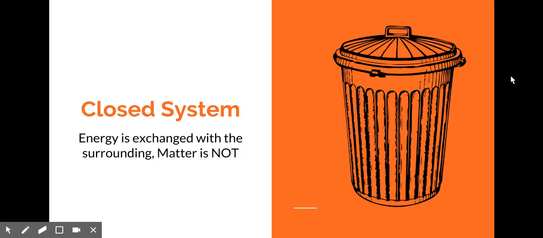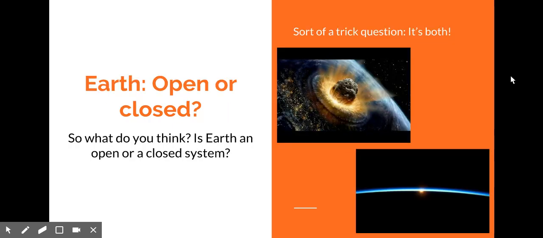Compare that to a closed system where the energy can be exchanged with the surroundings, but the matter cannot. So with the lid on this can, the matter is not coming out of the can itself. Energy, such as solar energy, could still come in and go out, but not the matter. That would be an example of a closed system. So the question is, would you consider Earth as an open or closed system? And the answer is it's sort of a trick question. It can be both.